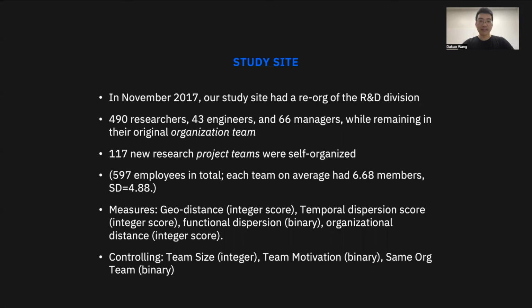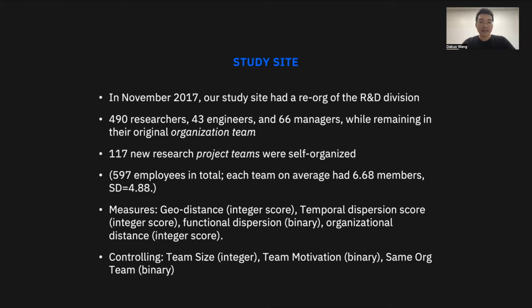In this particular study site, there was a unique opportunity for us. In November 2017, there was a reorg in this R&D division. In total, more than 500 employees were involved in this reorg. They still remained in their existing organizational team, but they could form new research teams in a self-organized manner. In total, there were 117 research teams formed and self-organized. On average, there were about 7 members in each of those teams.